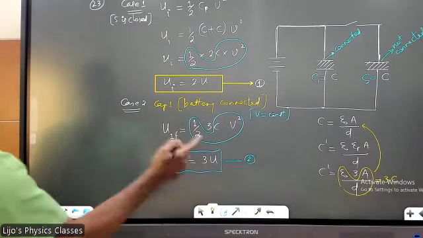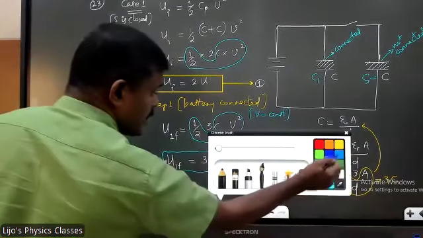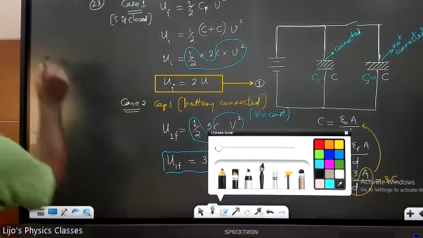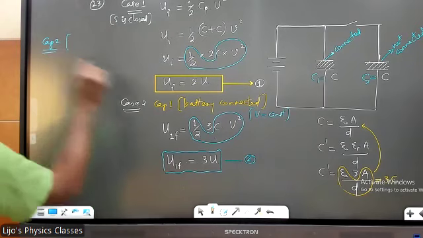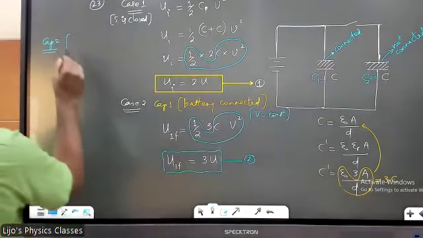Let's think about the other capacitor. Capacitor 2. Tell me about capacitor 2. It is what case? Battery disconnected, right?